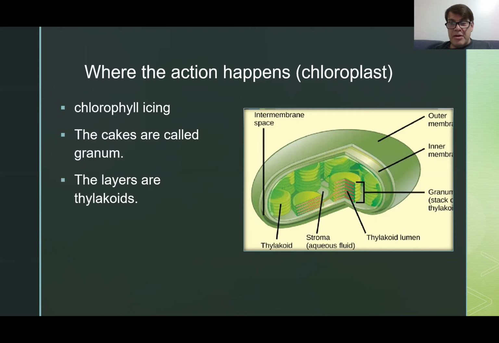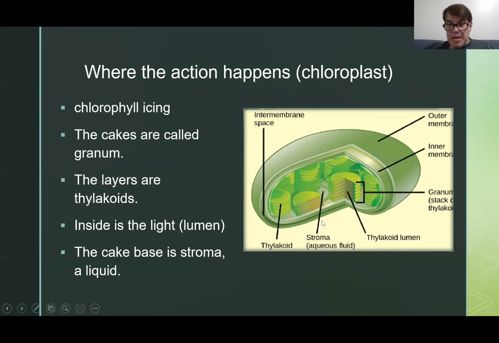Anyway, so the layers, each layer is a thylakoid. And inside is light. Lumen means light. So the sunlight goes through the outer part of these thylakoids, through the chlorophyll, and there's light inside the thylakoid. Okay, so the cakes are called granums. The layers are thylakoids, and then inside is the light.